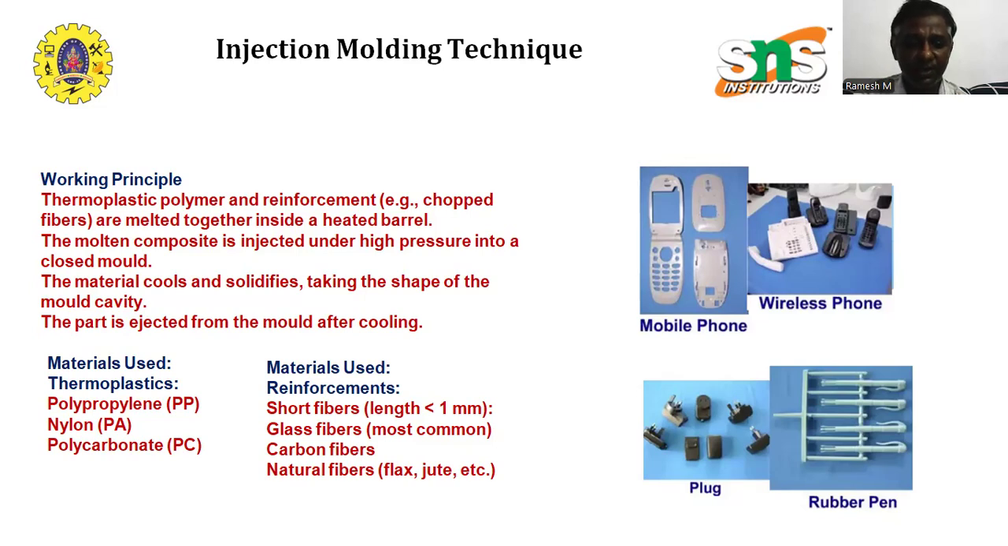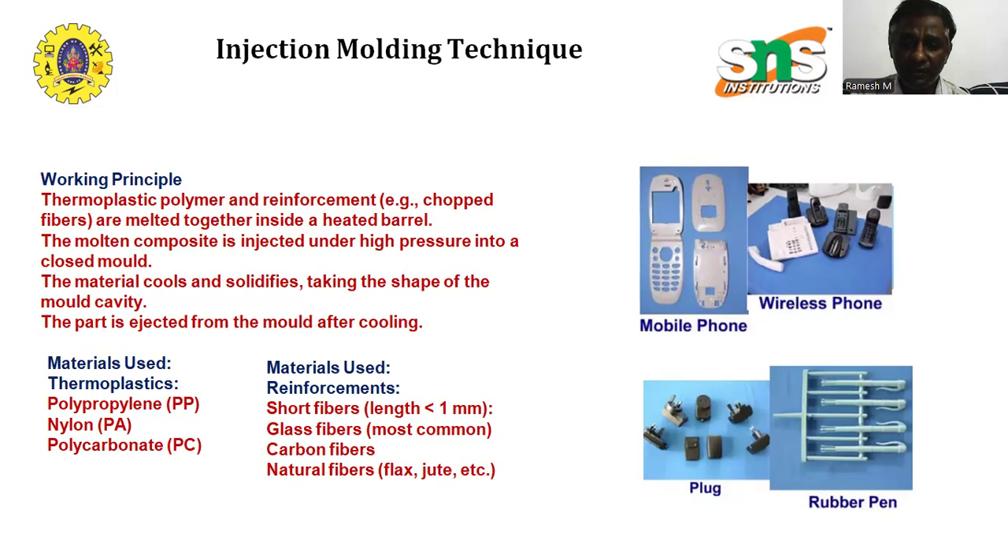A mobile phone, wireless phone, plug, rubber, and pen are all examples of injection molding parts. The cooling system is made up of passages in the mold that are connected to an external pump where coolant is circulated through to remove the heat from the hot plastic. The air trapped in the cavity passes through the small ejector pin clearances in the mold.